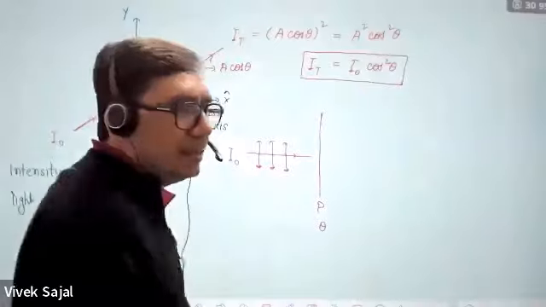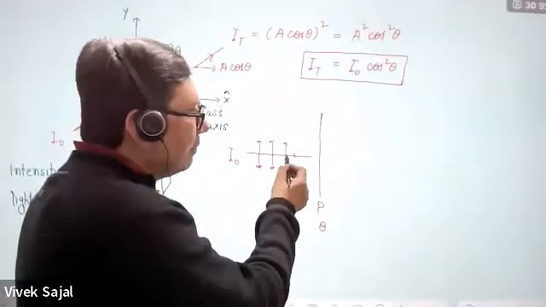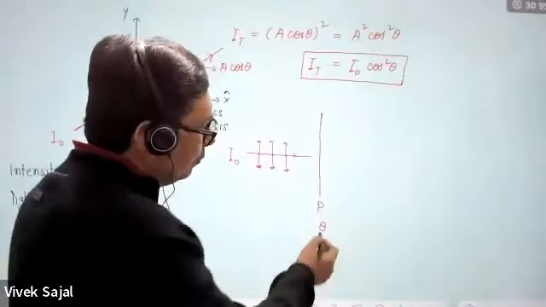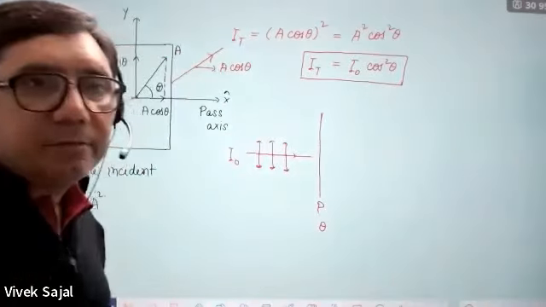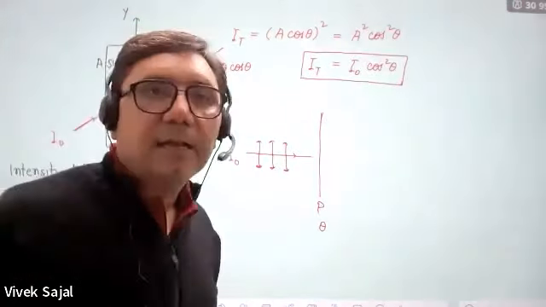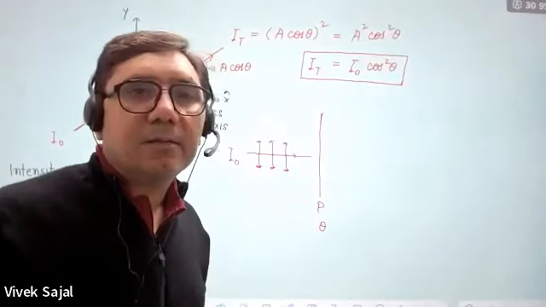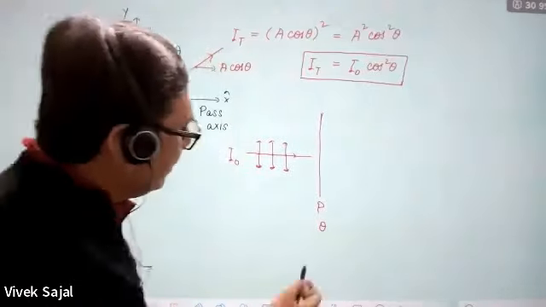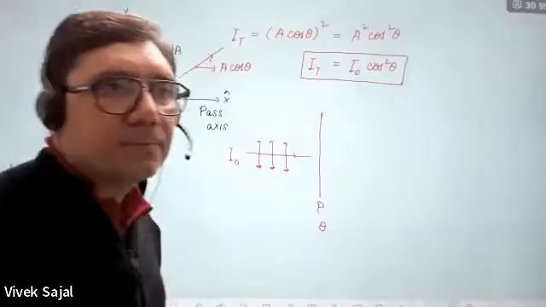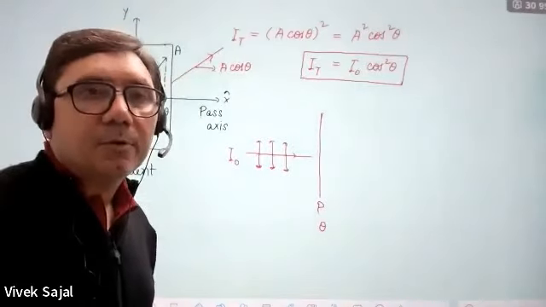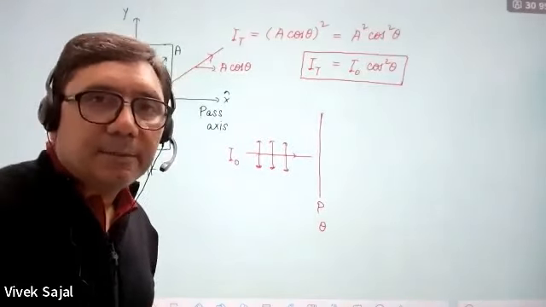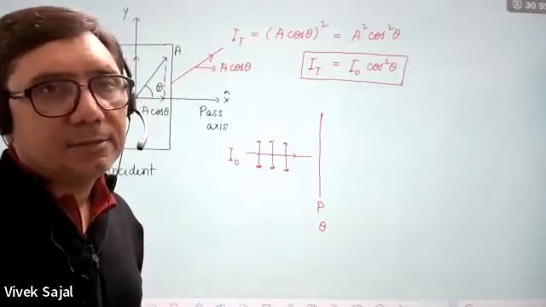So what is theta here? Theta is the angle between the electric vector and the path axis. You can write here, theta is the angle between the electric vector of plane polarized light and the path axis of the polarizer.